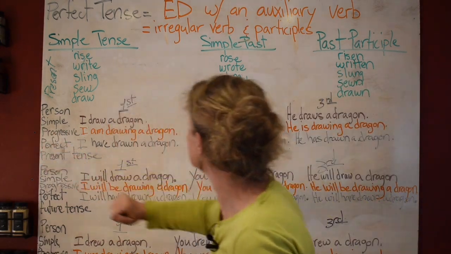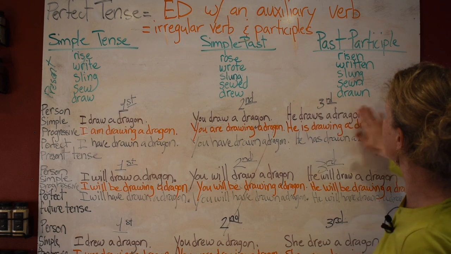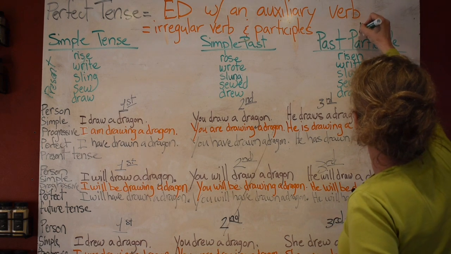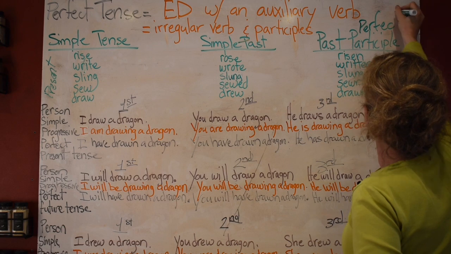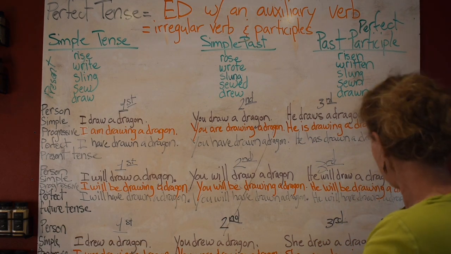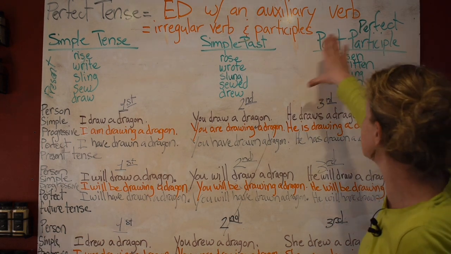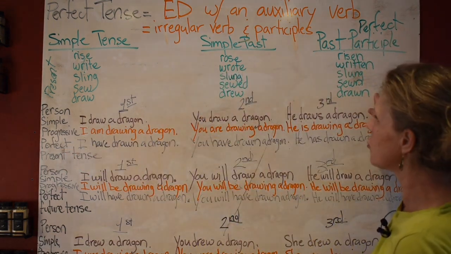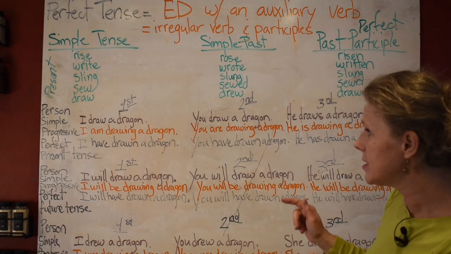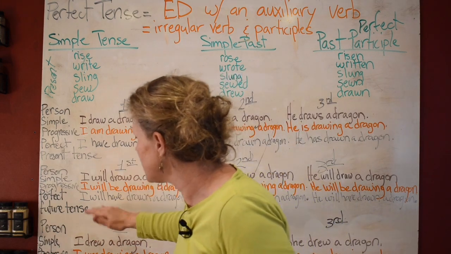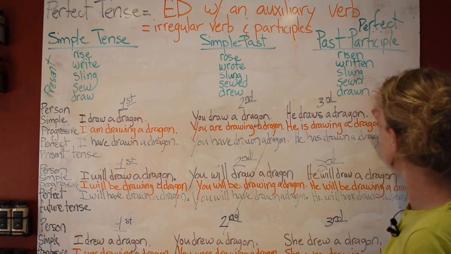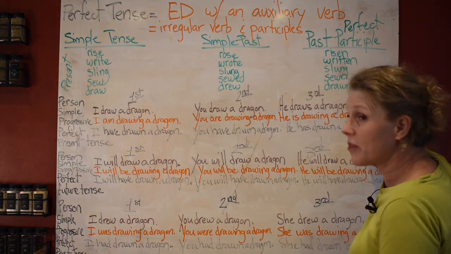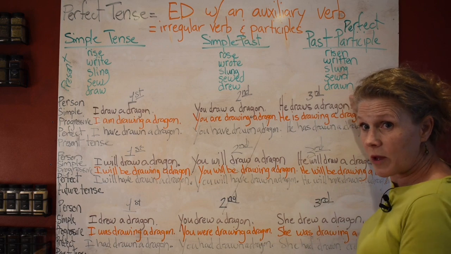Okay, now your perfect tense. Well, look at what's in the perfect. This is your past participle, and this is perfect. Okay? So your past participle, when it's like this, is always perfect. So you look at perfect, you're going to use the word drawn on every single one, whether it's in the present, the future, or the past tense. You're going to use drawn, but you have to use the correct auxiliary verb. This comes with an auxiliary verb and you have to use it with an auxiliary verb.